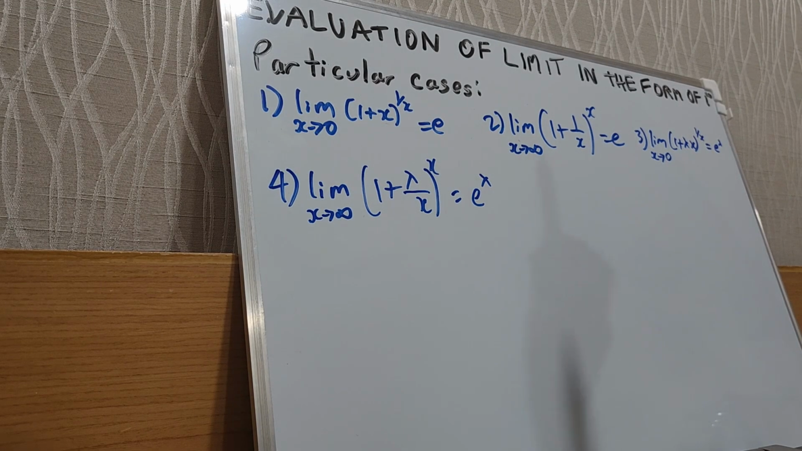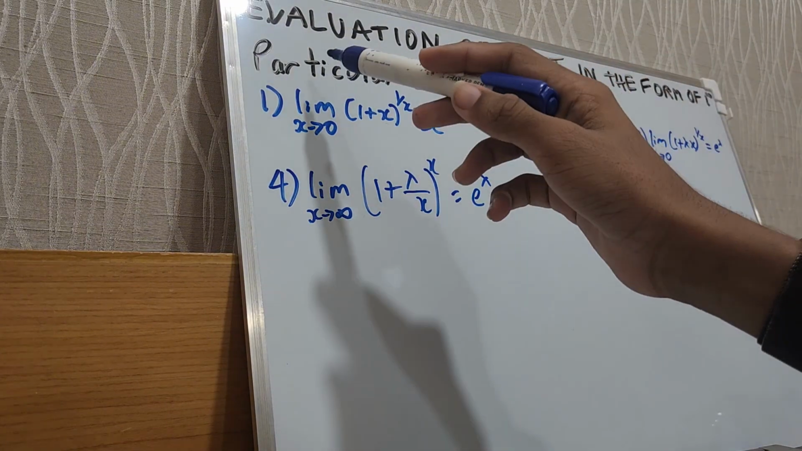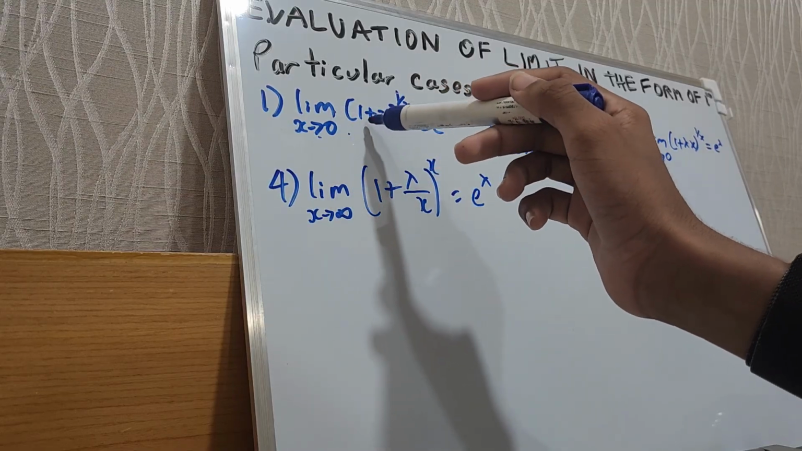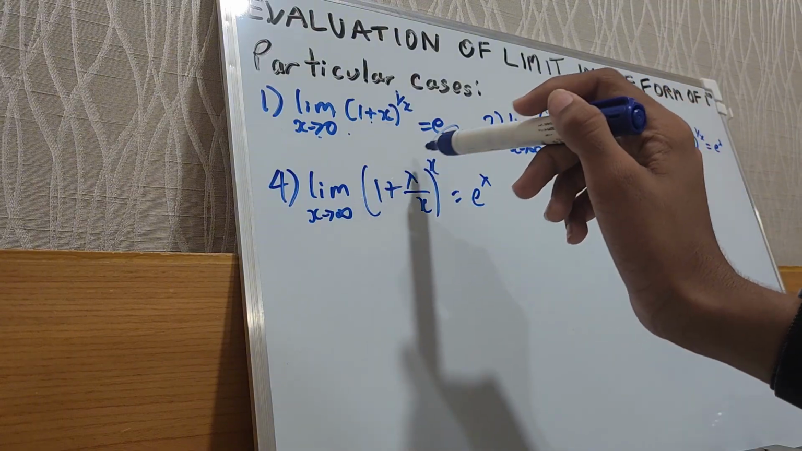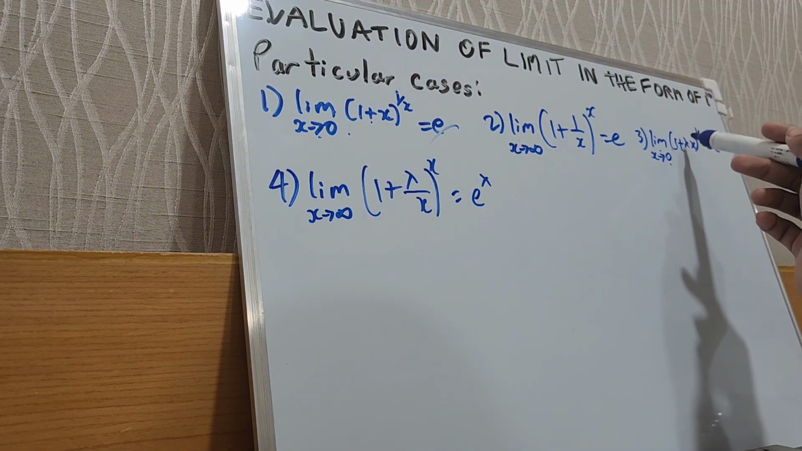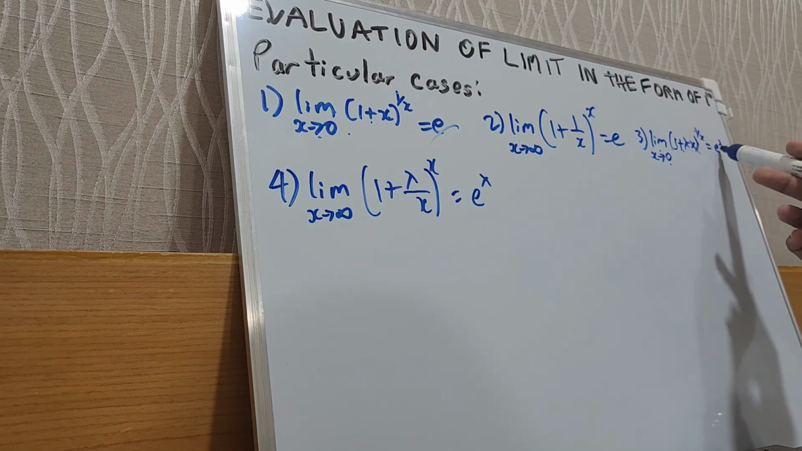Hello, today we're going to see evaluation of limits in the form of 1 power infinity. So let's see some formulas. Limit x tends to 0, (1 plus x) whole power 1 by x is e. Same for limit x tends to 0, (1 plus lambda x) whole power 1 by x is e power lambda.